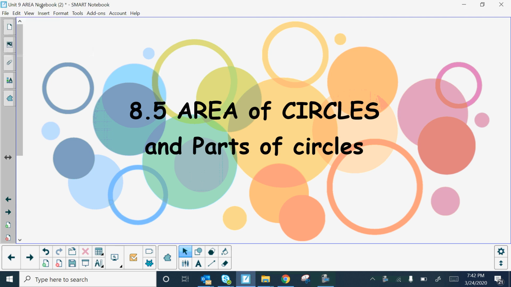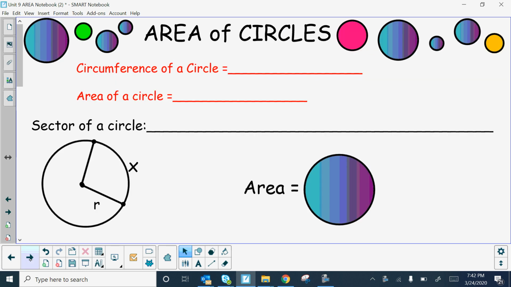Okay, guys, this is going to be our next section over area, and this is area of circles and then parts of a circle. You did a little bit of this in middle school, probably just finding the area of a circle. The new part for this high school level is going to be finding parts of a circle, and you'll see what I mean here on this next slide. So we're just going to get straight to it.